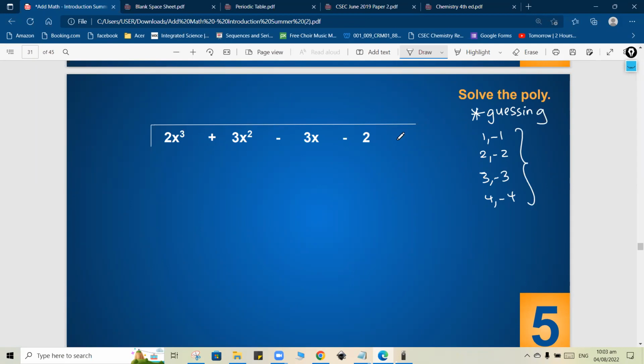I want you all to start guessing. Try 1. Go and replace all the x's with 1. Work it out and tell me if you get 0. You're trying to guess a value of x that will make it equal to 0. So everyone try 1, and if 1 doesn't work, try -1, then try 2, then -2, then 3, and then -3. And unfortunately, in the exam, it has to go on like this. The guessing thing sends the students crazy because it's almost like wasting time in the exam, right?